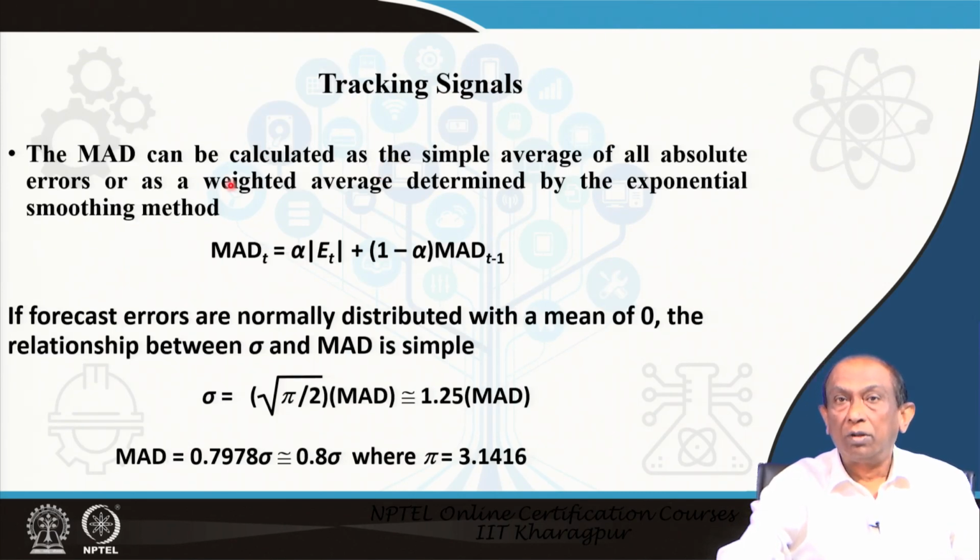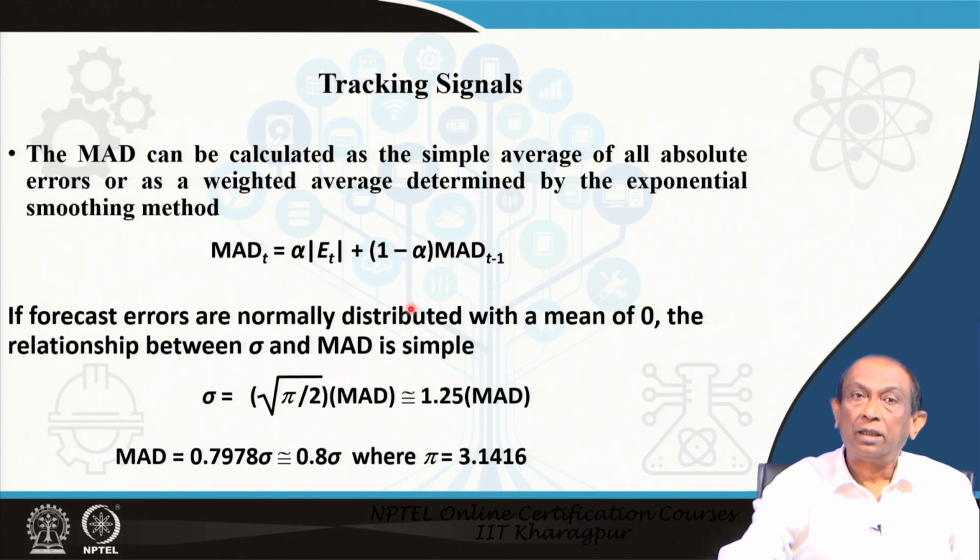Also, while updating the value of mean absolute deviation, we use this particular expression, which is nothing but the mean absolute deviation for the period t denoted by MAD t equals the smoothing constant alpha multiplied by the absolute value of error computed at the period t plus 1 minus alpha into the same value of MAD computed one period before, that is MAD with a subscript t minus 1.